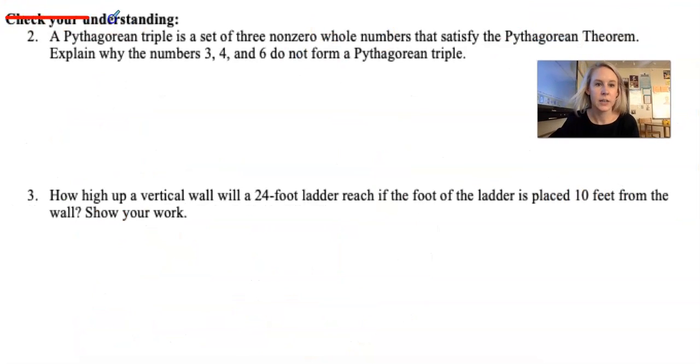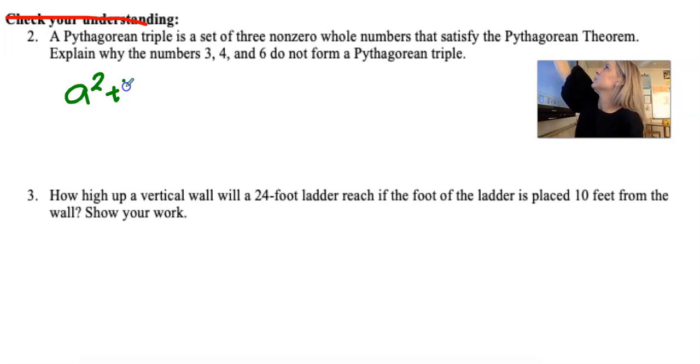Okie dokie. Number 2, a Pythagorean triple is a set of 3 non-zero whole numbers, so anything bigger than 1, that satisfy the Pythagorean theorem. Explain why the numbers 3, 4, and 6 do not form a Pythagorean triple. So, to satisfy the Pythagorean theorem, that means a squared plus b squared should equal c squared.